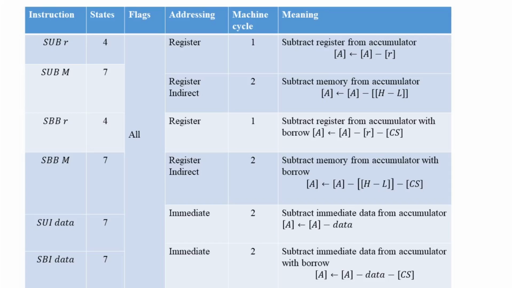SUBM means subtract memory from accumulator, which means the content of the accumulator minus the content of one memory address, whose address is in the HL pair, and store the result in the accumulator. Okay. Now next is SBBR. SBBR: its states are 4, it is register addressing, machine cycle is 1, and it means subtract register from accumulator with borrow.